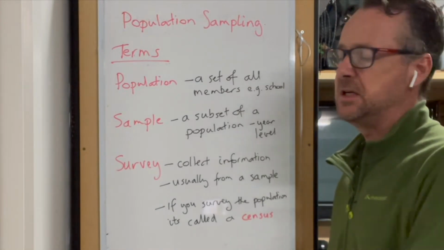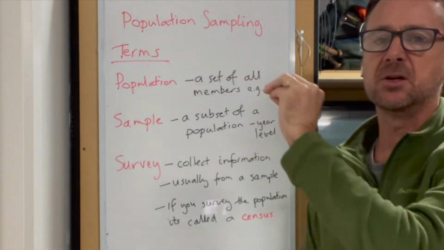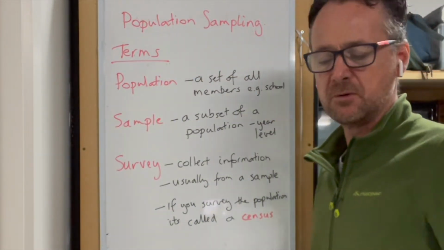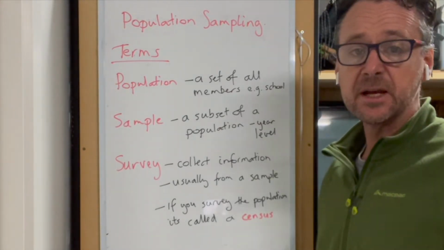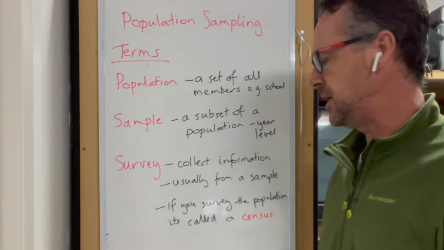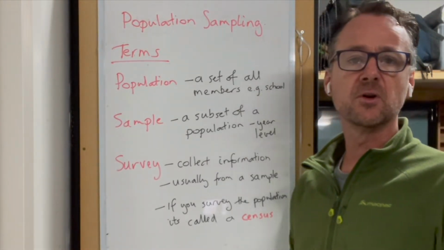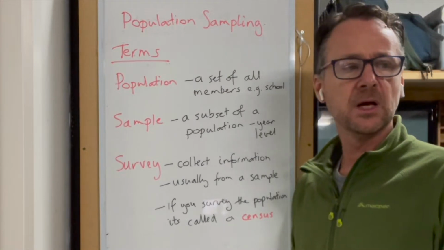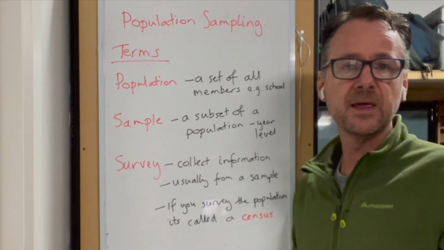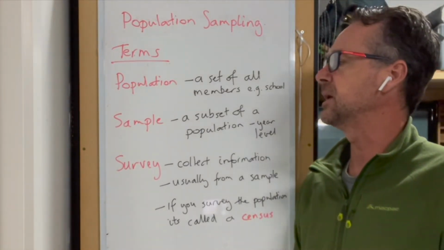Key to this is the idea of population, and this is the set of all the members of a particular group. So a population typically is something that we associate with things like a country or a town, but the population of something is just the set of all those members. So if you've got a population at your school, for example, or your sporting club, or whatever it is that's a group of people, that whole group is the population.